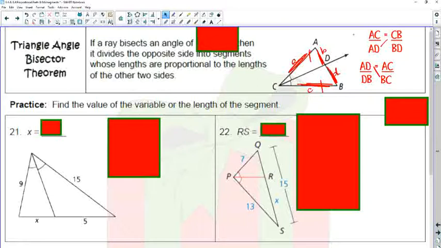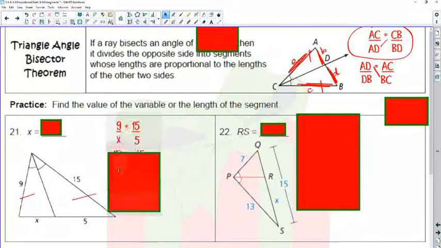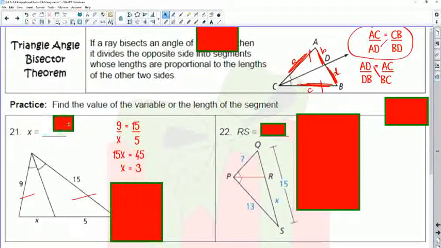I tend to go with this one because it's already set up for me. If you look at number 21, see how 9 and x are going to go together? 15 and 5 go together. It's already set up for me. I don't have to do anything. 9 over x, 15 over 5. I don't have to think about how to set it up. The picture sets it up for you. So cross multiply, divide, x is 3.